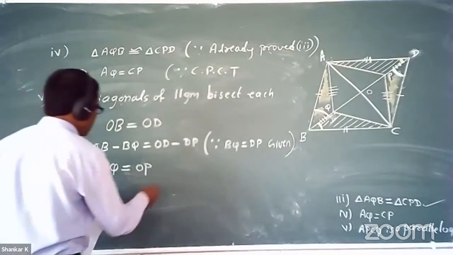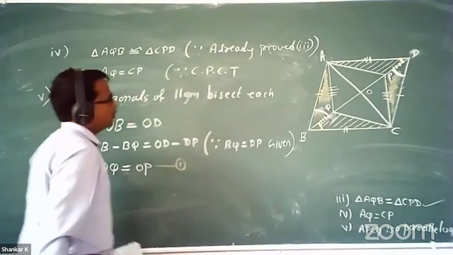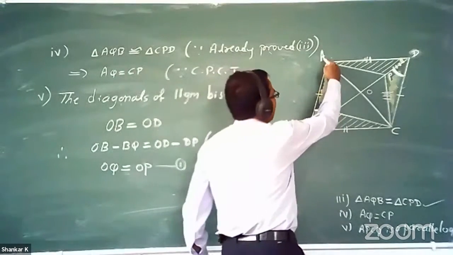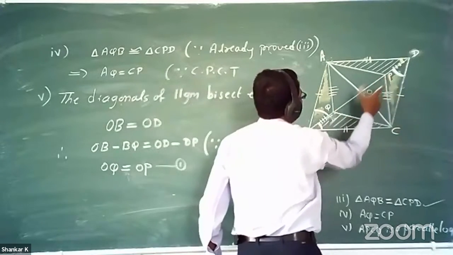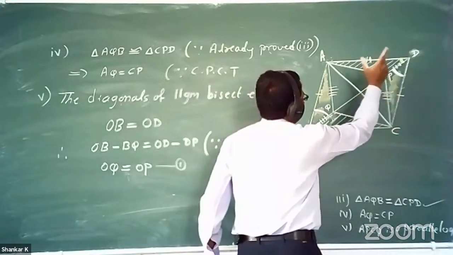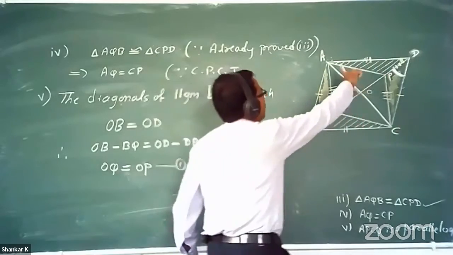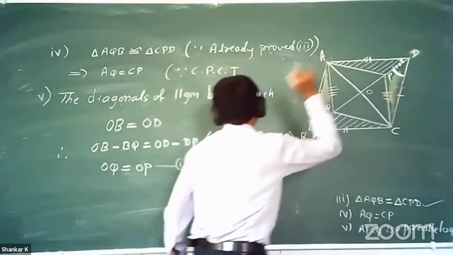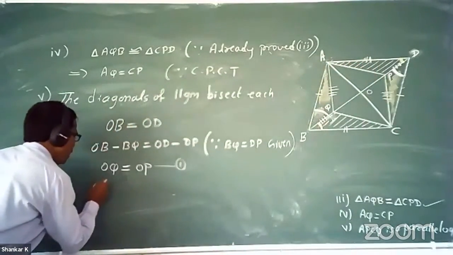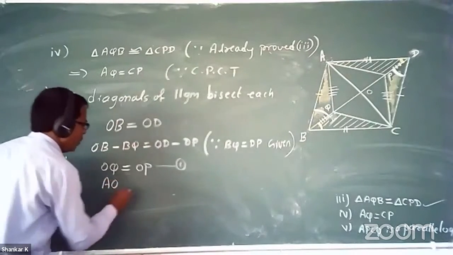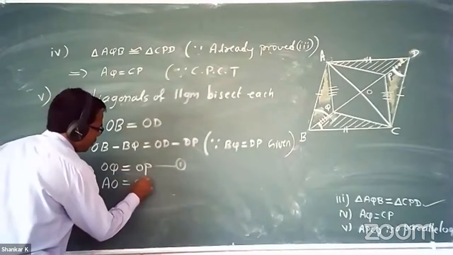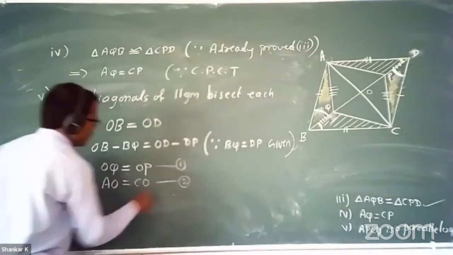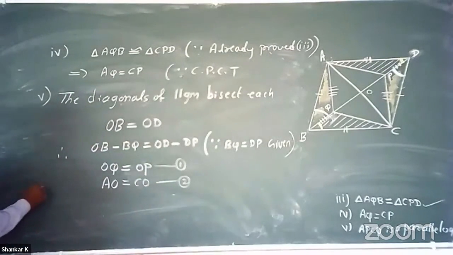You can solve this as 1. What do you have to do now? You have shown that OQ and OP are equal. Similarly, we can show OA and OC are equal. You can show AO equal to CO. Okay?